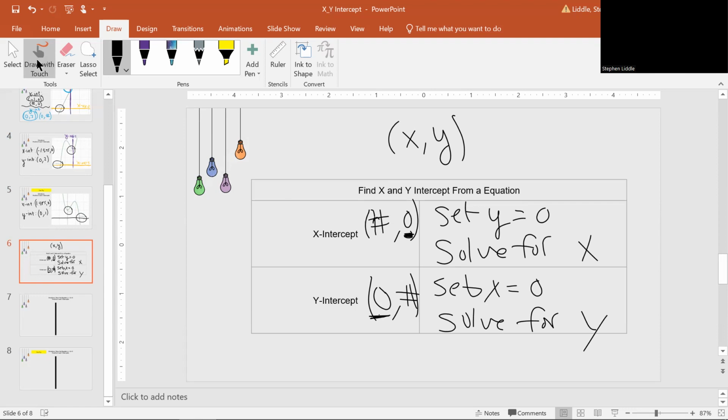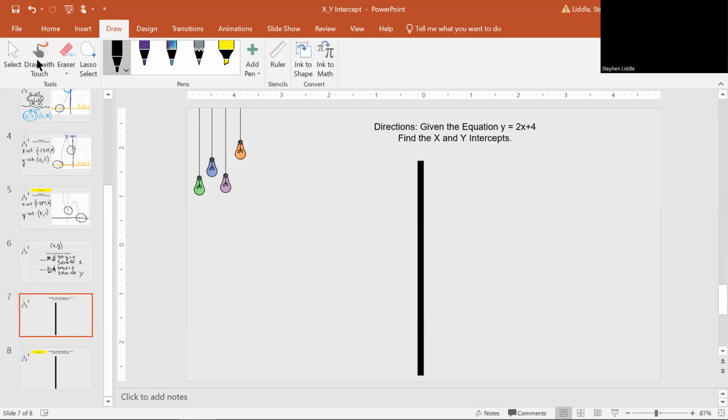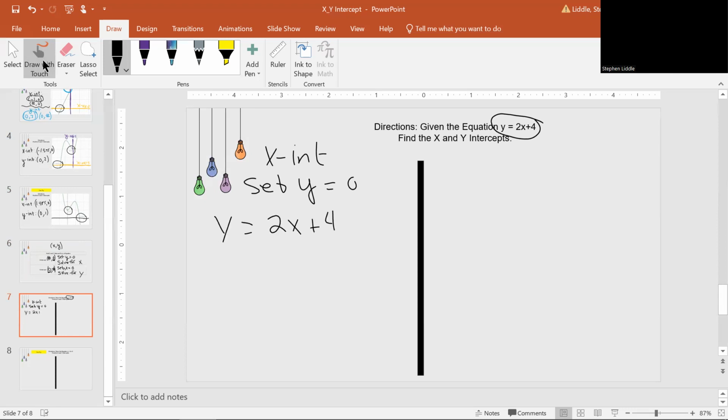So let me give you an example. Feel free to pause if you need to write all of that down. Given this equation, y equals 2x plus 4, find x and y intercepts. So I'm going to find x-intercepts first. To do that, we are going to set y equal to 0.